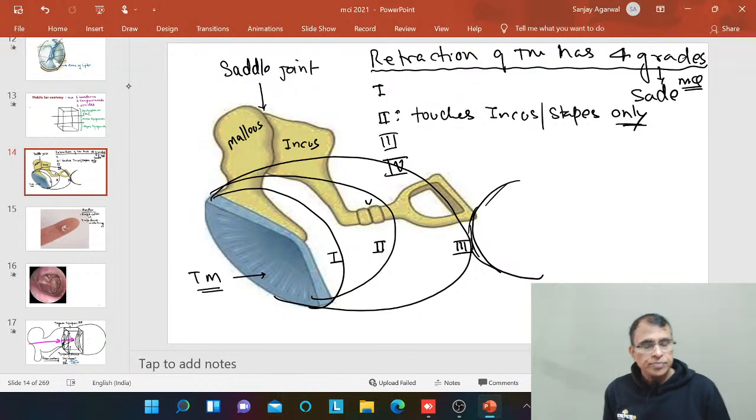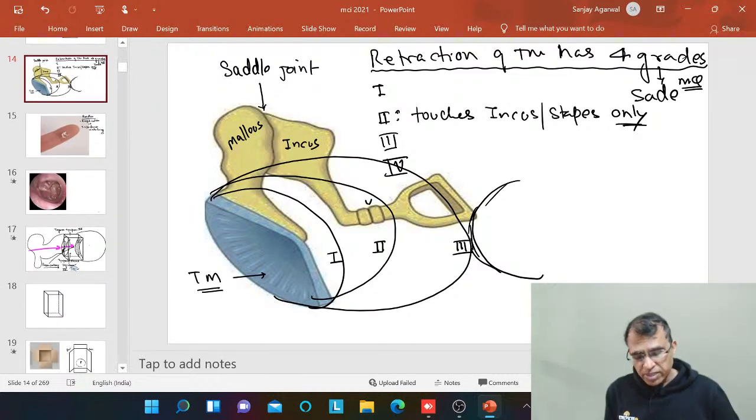Okay. So these are the points about retraction of the tympanic membrane. Two things to remember here. One, the name of the person, SAD. This question has been asked in the exam, I have written MQ there. And grade 2 is important because this has been asked in your exam already. Right. So this is retraction of the tympanic membrane.